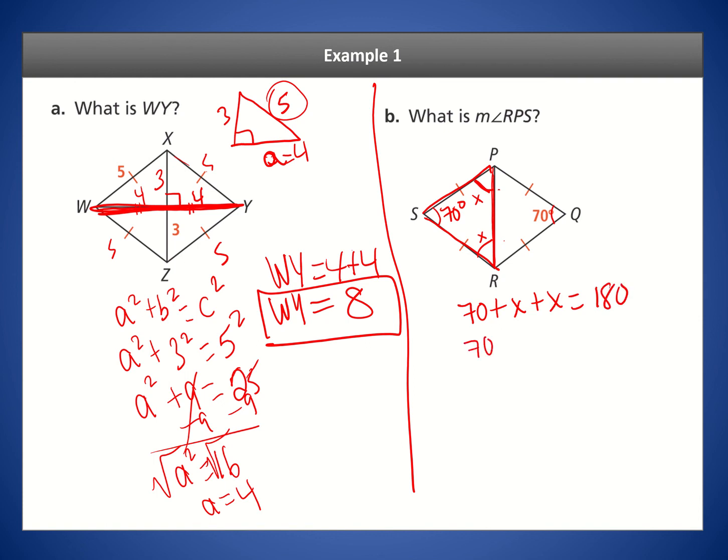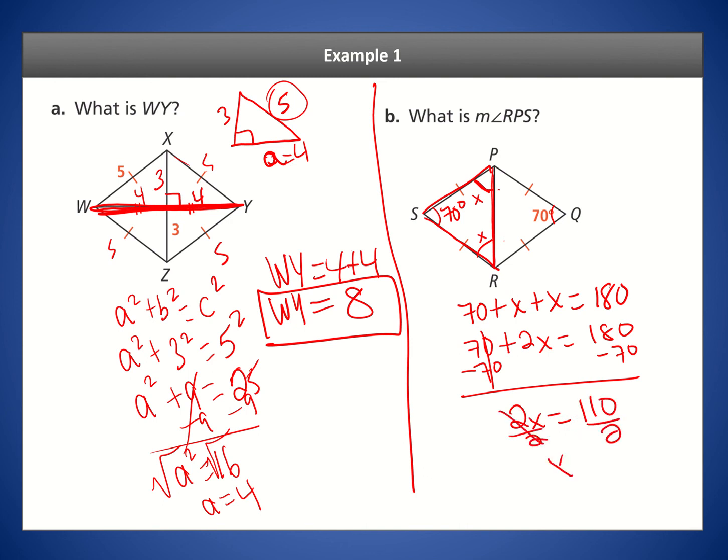So we get 70 plus 2x equals 180. We'll subtract 70 on both sides. So we got 2x equals 110. Dividing by 2 on both sides gives us x equals 55. So therefore, angle RPS is equal to 55 degrees.